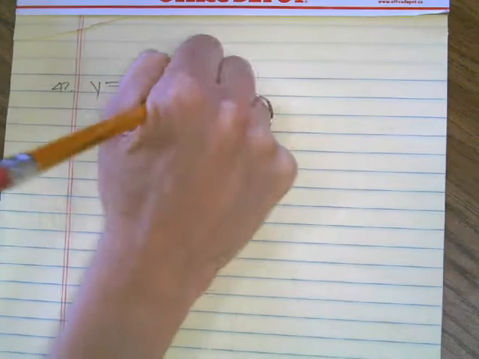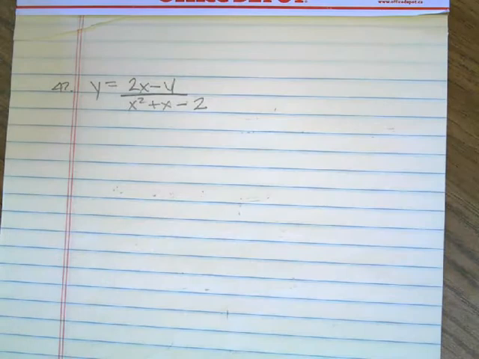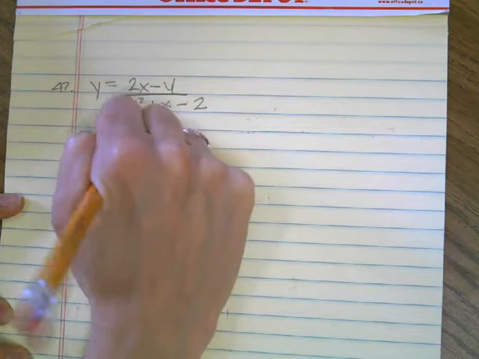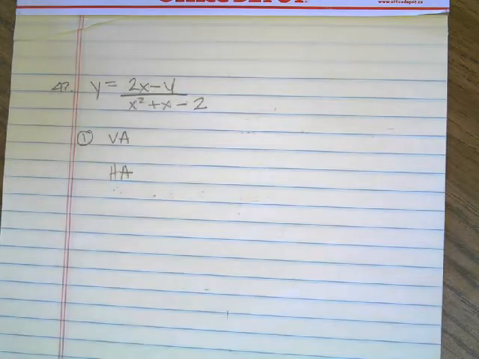Problem is number 42 in your book. Y equals 2x minus 4 divided by x squared plus x minus 2. So, step 1 is to find the vertical asymptote and the horizontal asymptote. Or step 1 is to find the vertical asymptote.